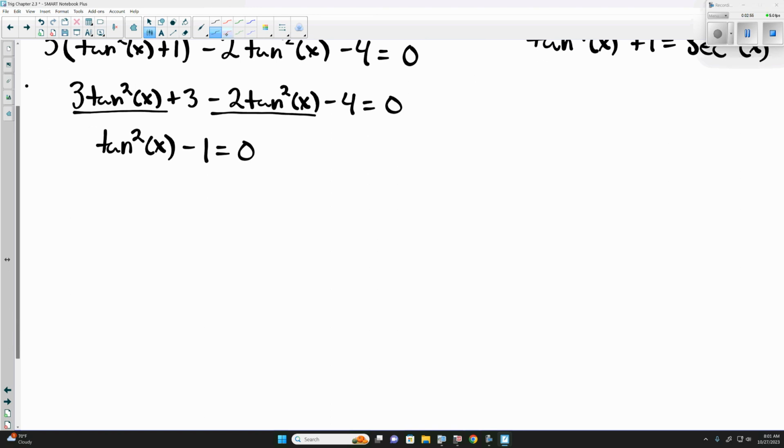Well, since we do not have a middle term, we don't have tangent to the first, we can get tangent by itself and then solve from there, because we can add 1 to both sides, telling us that tangent squared of x is equal to 1. Questions on this here?